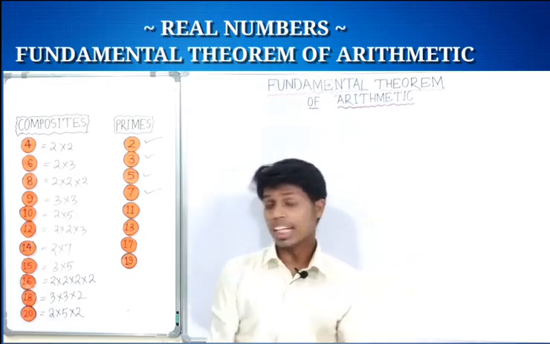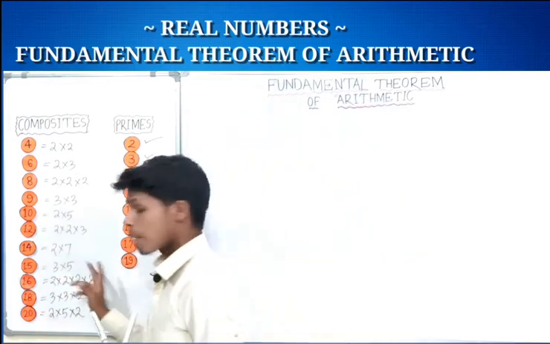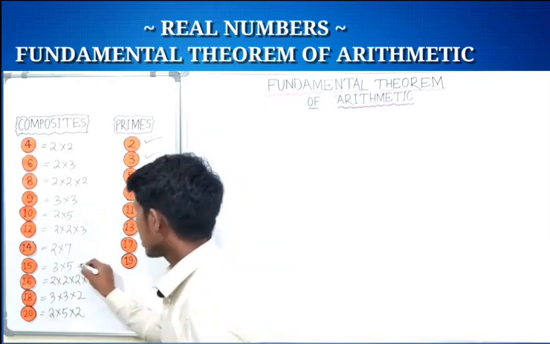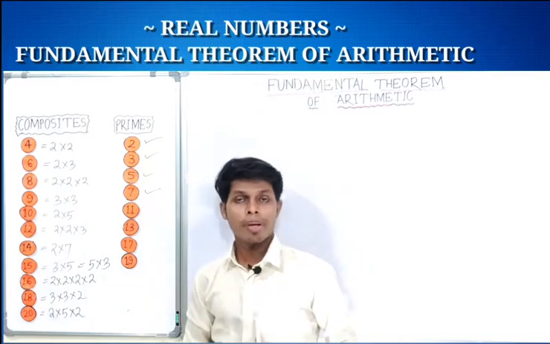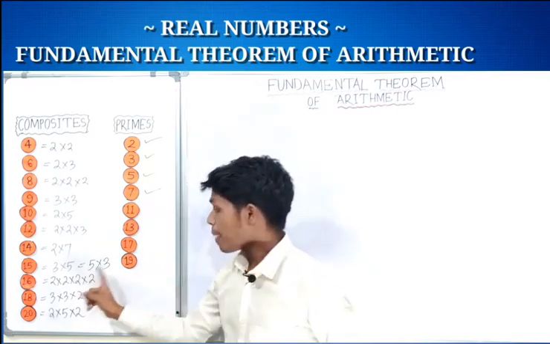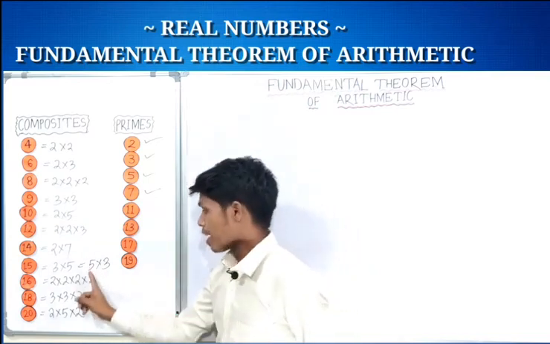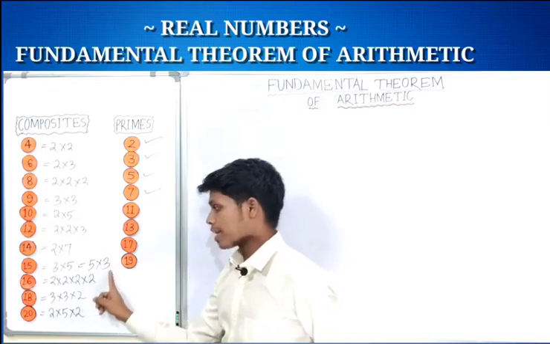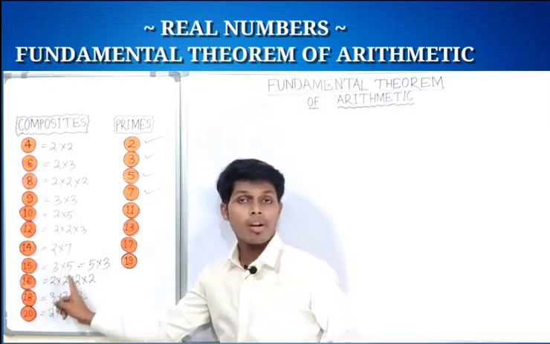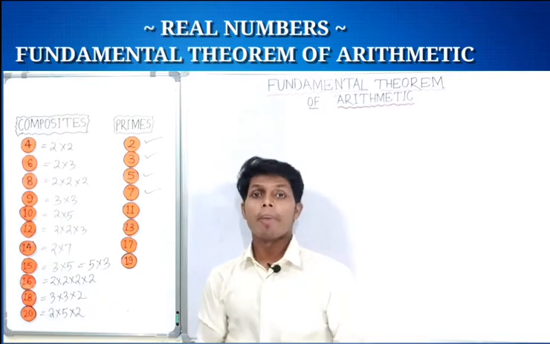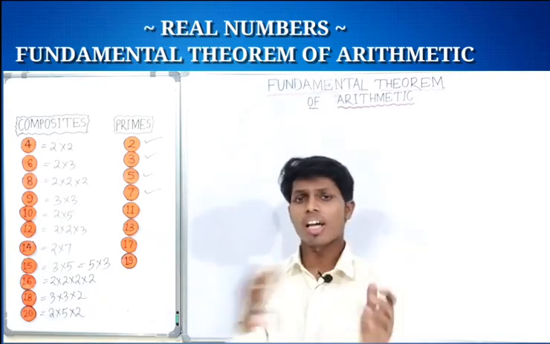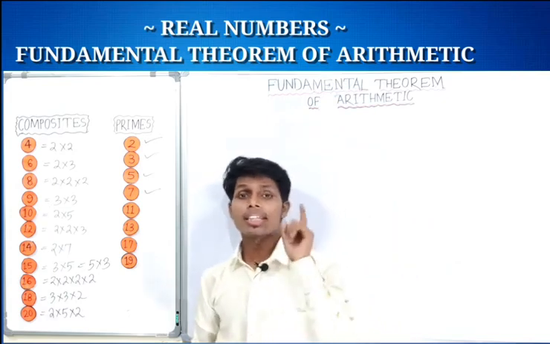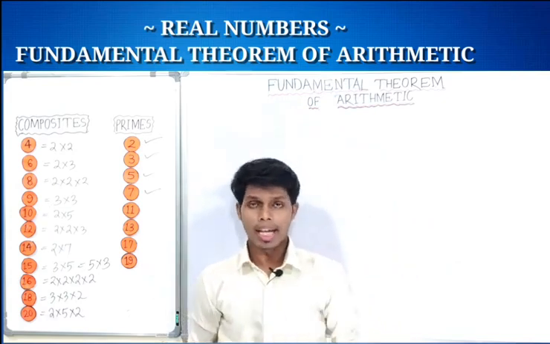Yes, the order may change. Here you get 3 cross 5, 15, and you can also get 5 cross 3, 15. The order may be changed, but the combination is unique. Here you have 1 5 and 1 3, and here also you have 1 3 and 1 5. The order may change, but if you take the same combination of primes in a different order, you will get the same composite number every time.